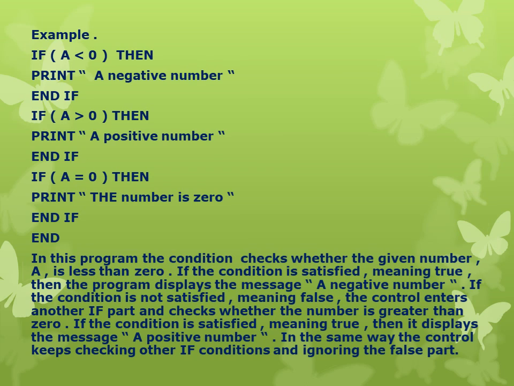If the condition is satisfied, meaning true, then the program displays the message "a negative number". If the condition is not satisfied, meaning false, the control enters another IF part and checks whether the number is greater than 0. If the condition is satisfied, meaning true, then it displays the message "a positive number". In the same way, the control keeps checking other IF conditions and ignoring the false part.